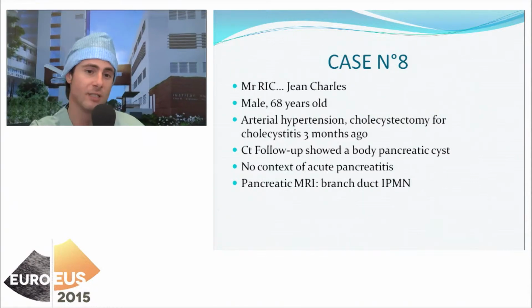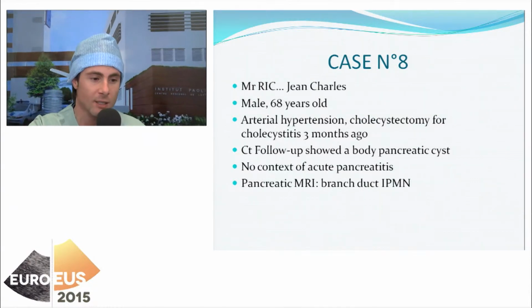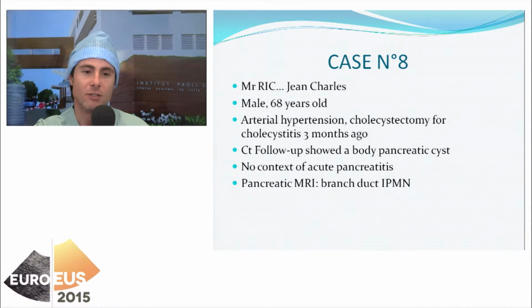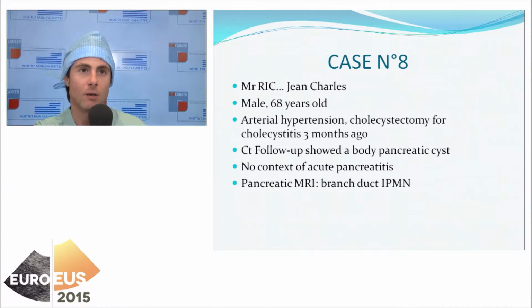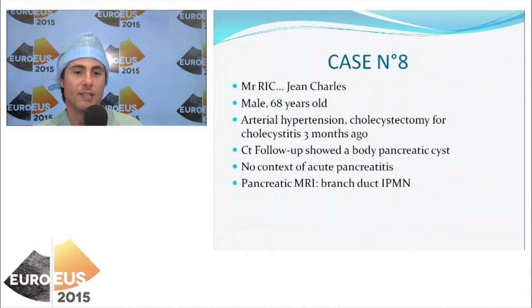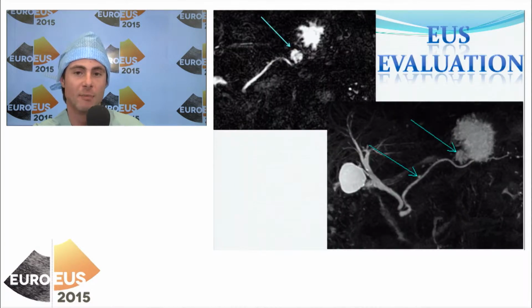This is the case of a 68-year-old man. He underwent cholecystectomy for cholecystitis 3 months ago. A CT scan showed a cyst in the body of the pancreas with no context of acute pancreatitis. An MRI revealed branch duct IPMN.